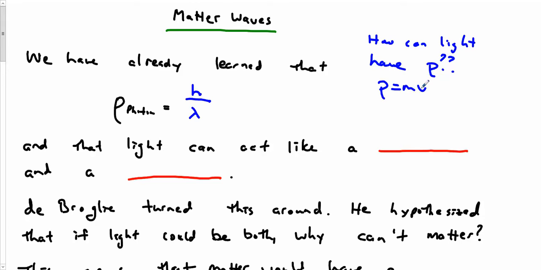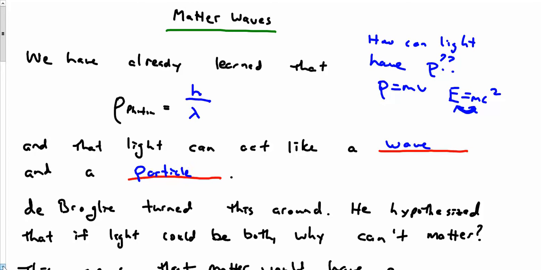But Einstein already taught us that E equals mc squared. So energy and mass are basically the same thing. They're different expressions of the same thing. So that's how, instead of using this classical formula mv, we can use a different formula here. So we've already learned that momentum of a photon is h over lambda, and light can act like a wave, and it can act like a particle.